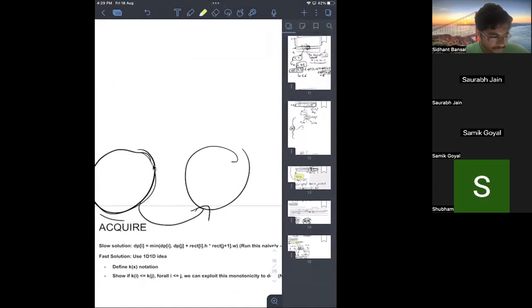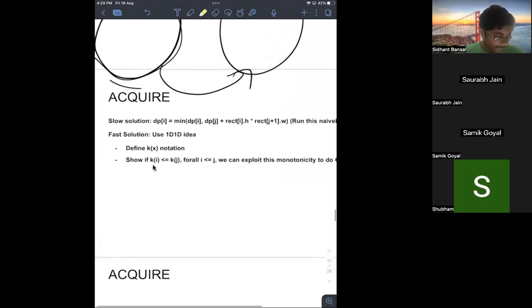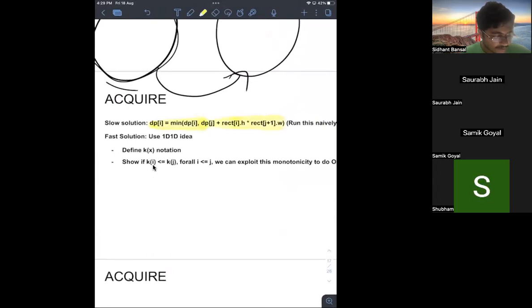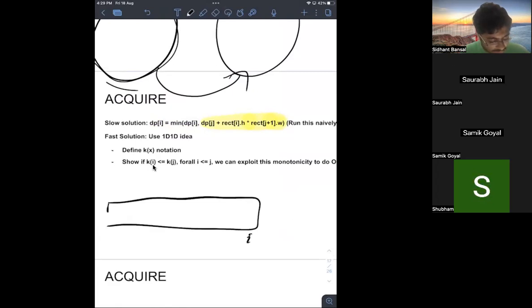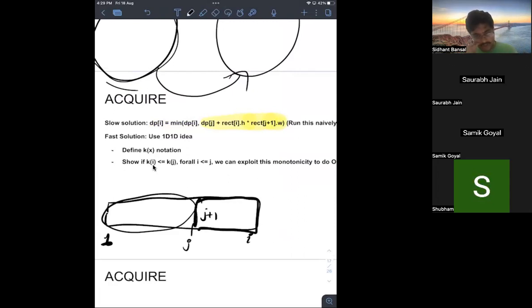DPI equals min of DPI, DPJ plus this much. Which is saying that for the first I plots, one way to cut them is that I do the cut at the jth position. That is, the first j plots go in one chunk, or some arbitrary number of chunks. And then from j plus 1th position onwards to the ith position, I take all those sorted rectangles and put them in one chunk.